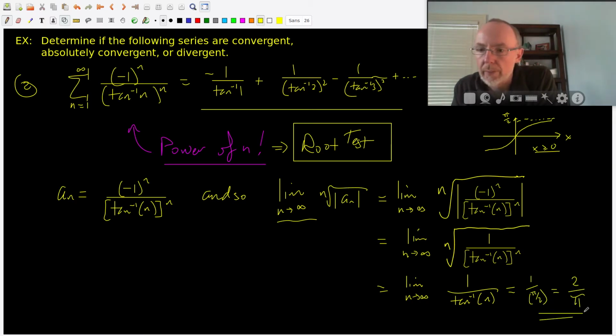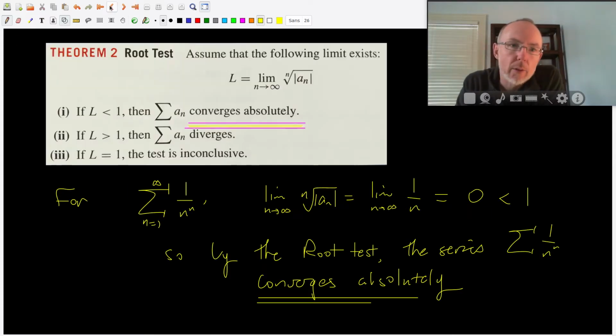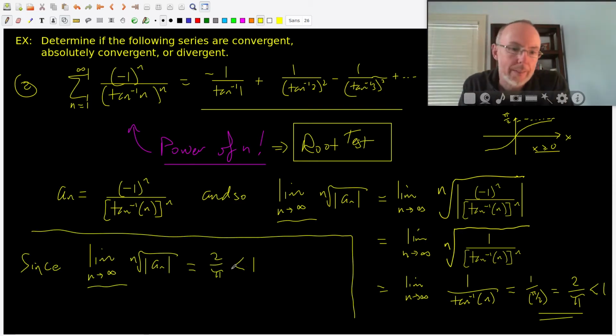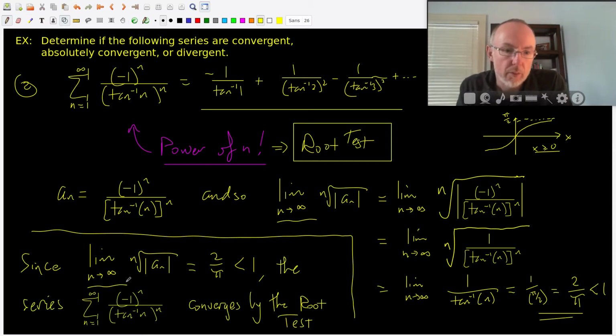And so if it's 2 over pi, we can go back to the root test and say, if that's less than 1, this series converges, and if it's bigger than 1, the series diverges. Well, this is 2 over 3 point something, so this is definitely less than 1. So we can say that since this limit of the nth root of the nth term is equal to a number that's less than 1, this original series converges by the root test. Right, that's all we need to show.